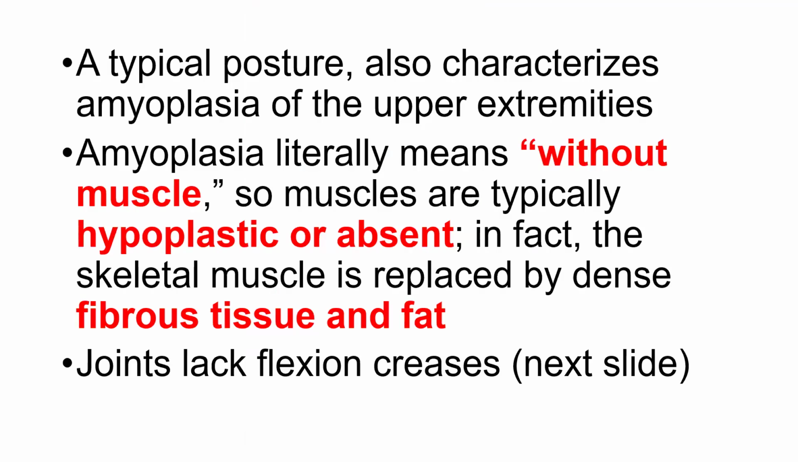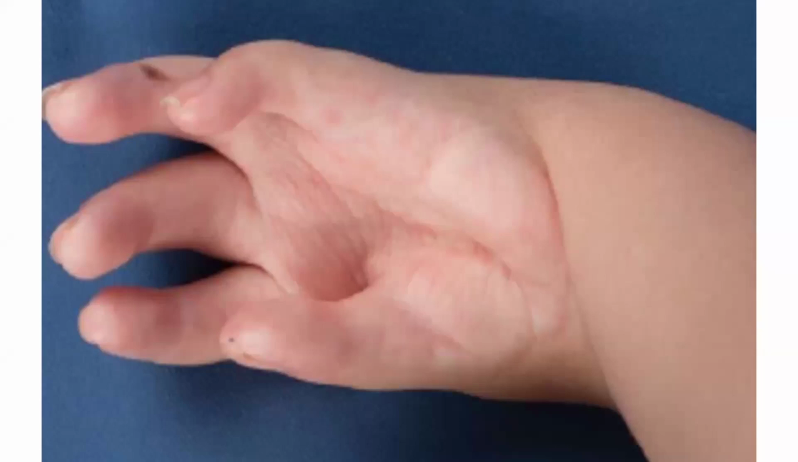A typical posture also characterizes amyoplasia of the upper extremity. Amyoplasia literally means without muscle, so muscles are typically hypoplastic or absent. In fact, the skeletal muscle is replaced by dense fibrous tissue and fat. Joints lack flexion creases. Look at the thumb where it's present. Look at how they lack flexion creases of the fingers. The wrist is flexed. You have to keep this in mind.